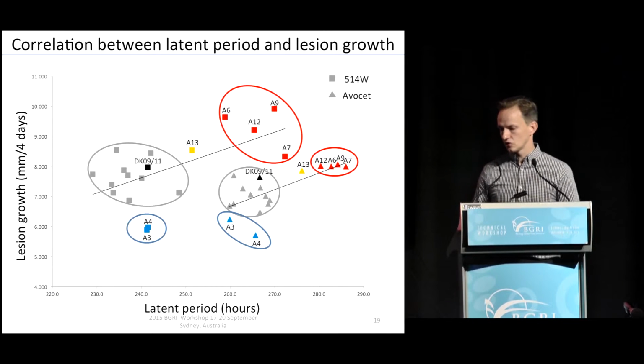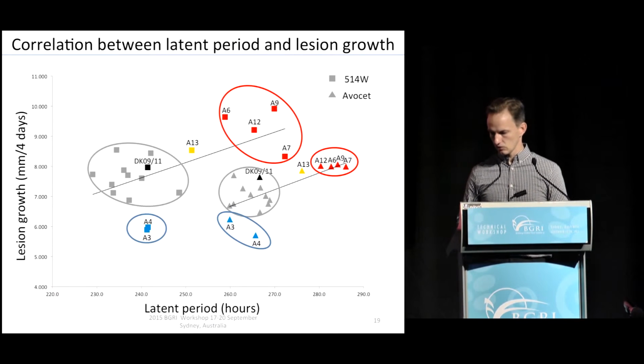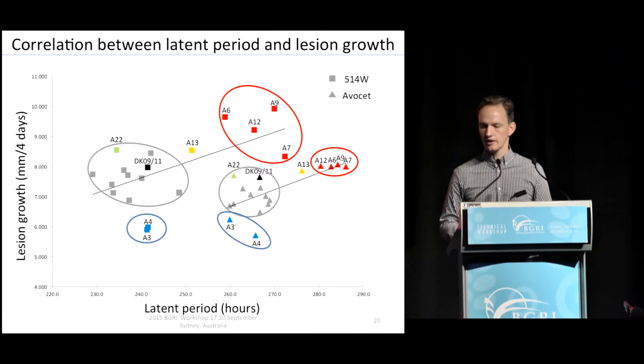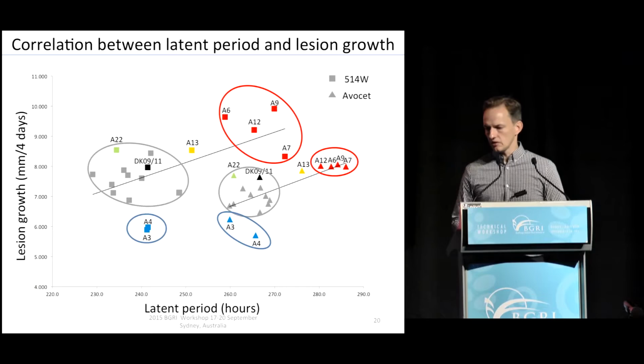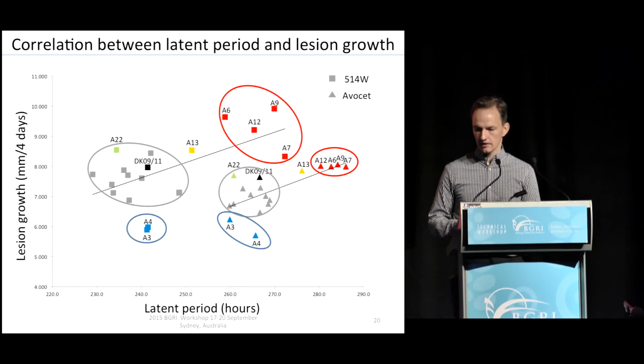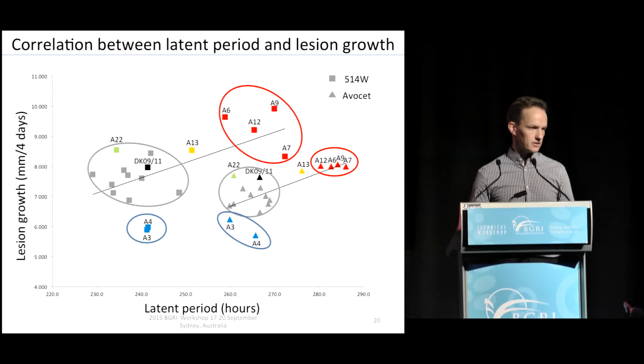Now the graph starts to look a bit crowded, but I would like to just mark one more isolate. It's the isolate here, marked in green, that's called A22. It was not found in this study to be significantly different from the parent. But there were indications that it was more aggressive than the parent in the sense that it had both a shorter latent period and a faster lesion growth. And I'm sure if we had studied some other parameters, like for instance disease severity, we would have found that this isolate could cause more disease than the parent.